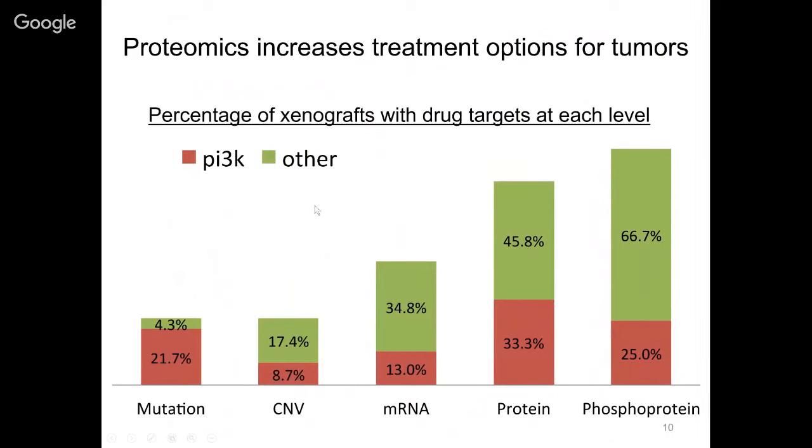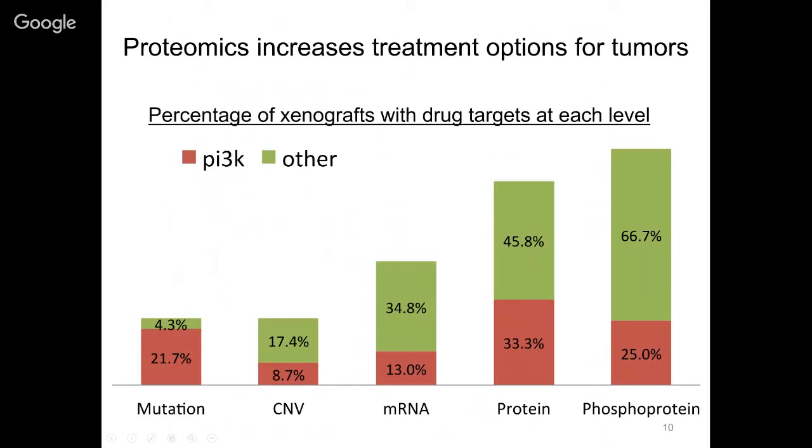Remember, we have 24 breast cancer xenografts. And so for a portion of them, we see potentially druggable mutation based on analysis. Most of these are actually PIK3CA hotspot mutations. When we look into the copy number variation level, you see a similar percentage, but different kind of targets lighting up. So a lot of these are actually HER2 amplification as copy number variation targets, drug targets.